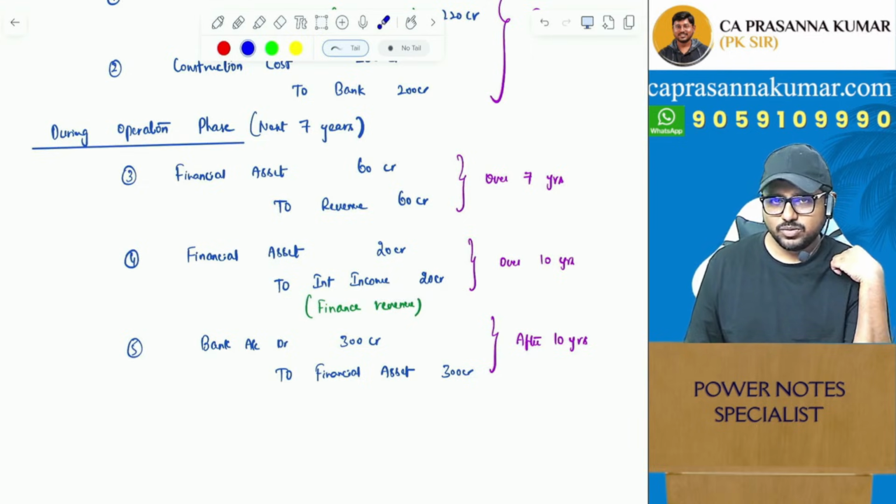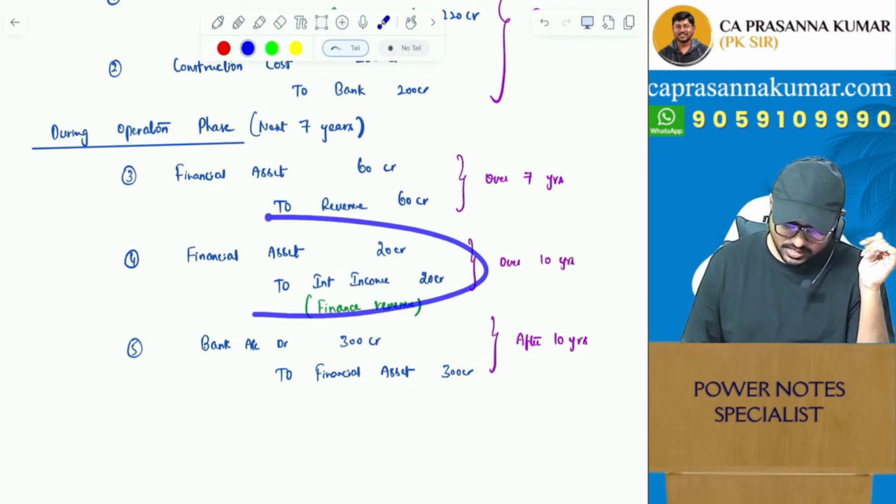Government has to pay to you. We are doing this in the operator's books, PK Limited's books. So obviously it's an interest income. Who has to pay interest to whom? Government or grantor has to pay interest to the entity. That entry is also there.